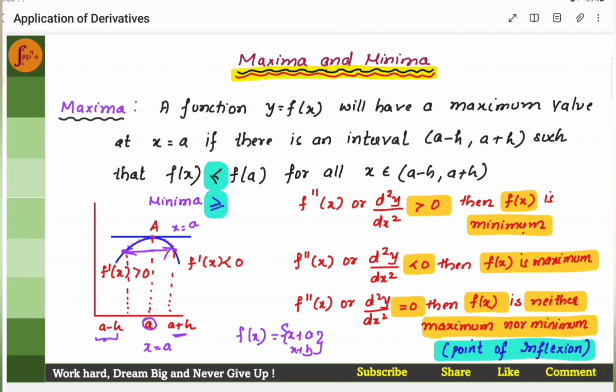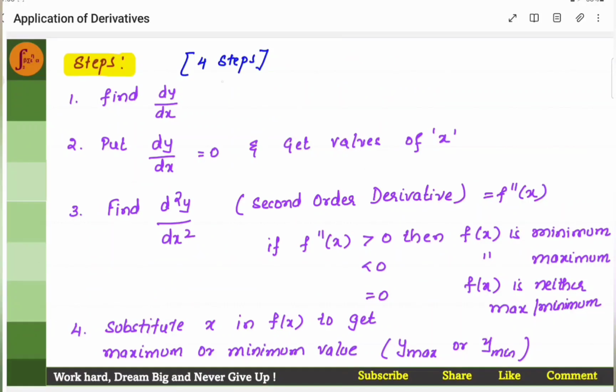So notice one thing, it's reverse here. Greater than 0 is minimum, less than 0 is maximum, equal to 0 is neither maximum nor minimum. So remember this reverse logic. Greater, minimum; lesser, maximum. Whenever there is a problem, finding maxima or minima is a 4-step approach. You have 4 steps here.